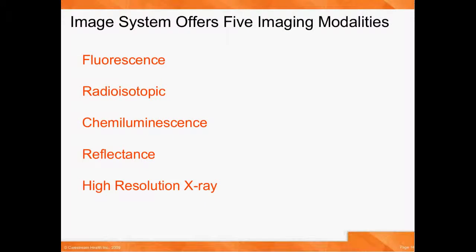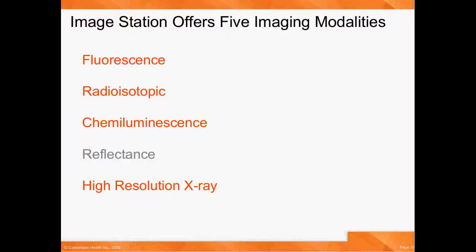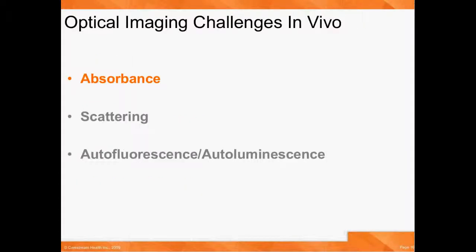The image system offers 5 imaging modalities: fluorescence, radioisotopic, chemiluminescence, reflectance, and high-resolution X-ray, although today we're only going to focus on 4 of the 5.